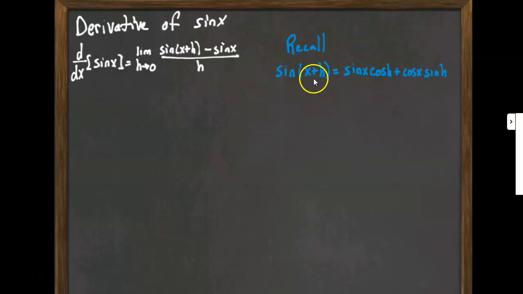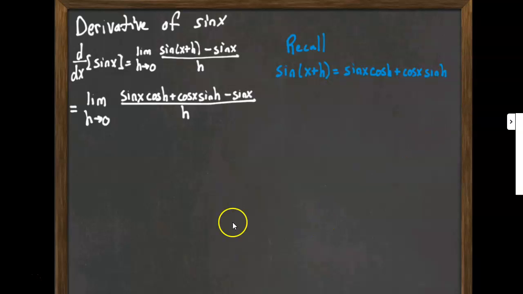And that's what we're going to do. We're going to replace our sine x plus h with this expression here, and then do a little bit of regrouping and see what we get. So just going in, replacing sine x plus h with what it's equal to, sine x cosine h plus cosine x sine h. And now we're going to do a little bit of rearranging here.